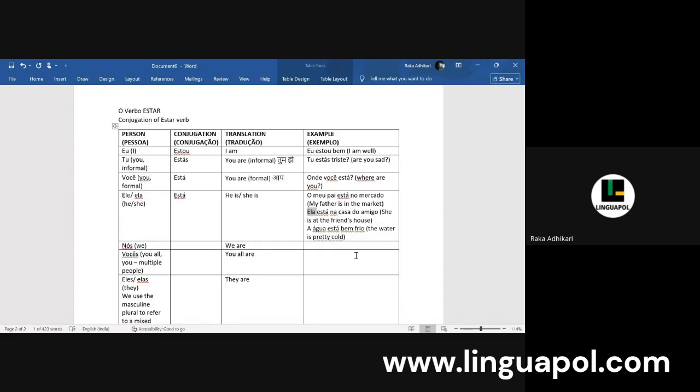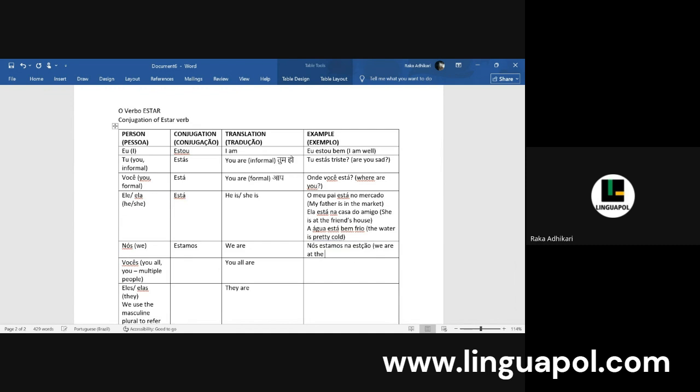Then we have nós. With nós, the conjugation is estamos. Estamos. Nós estamos. Por exemplo, nós estamos na estação. We are at the station.